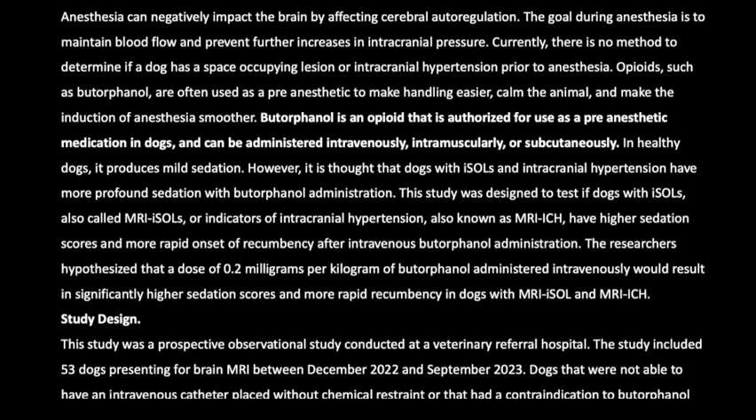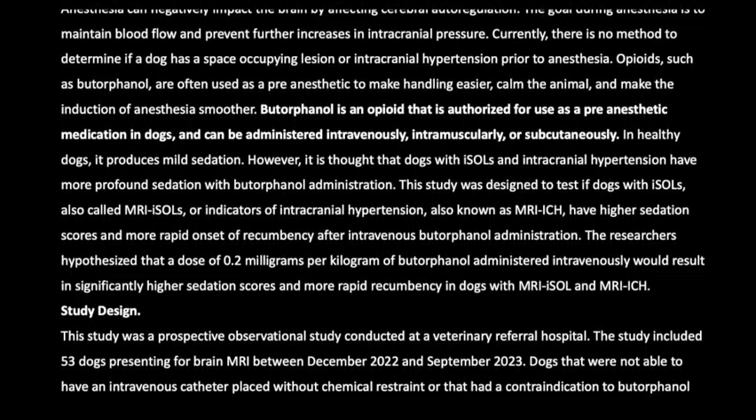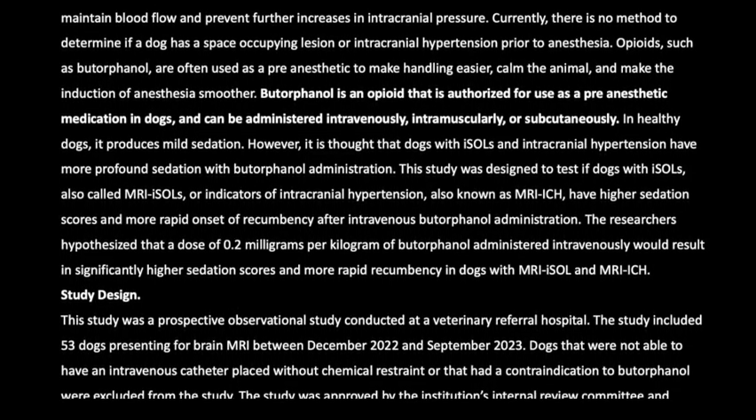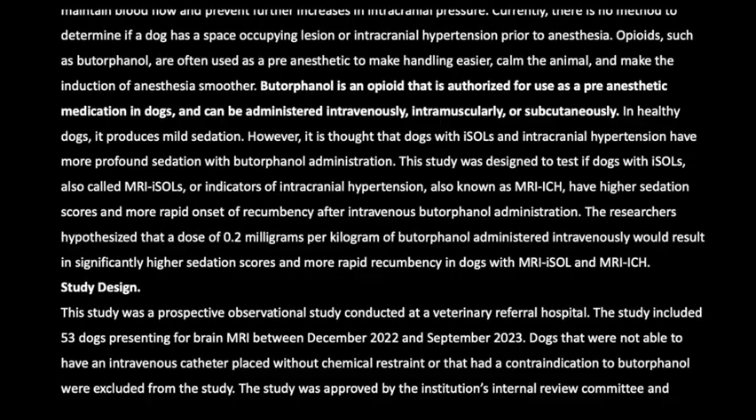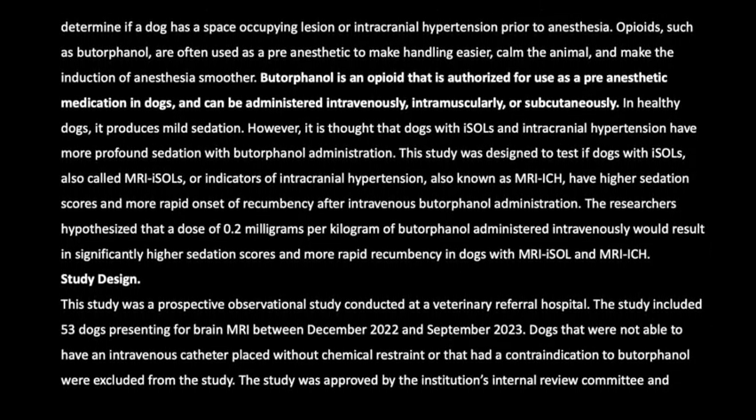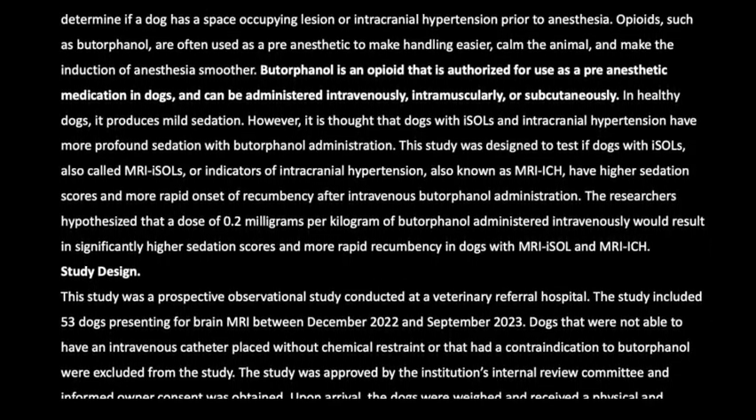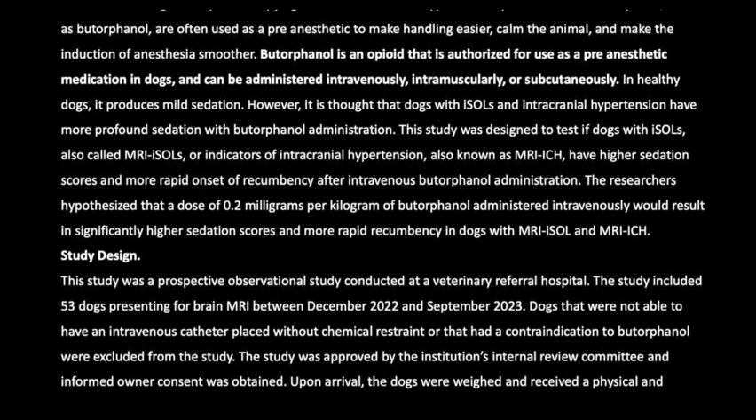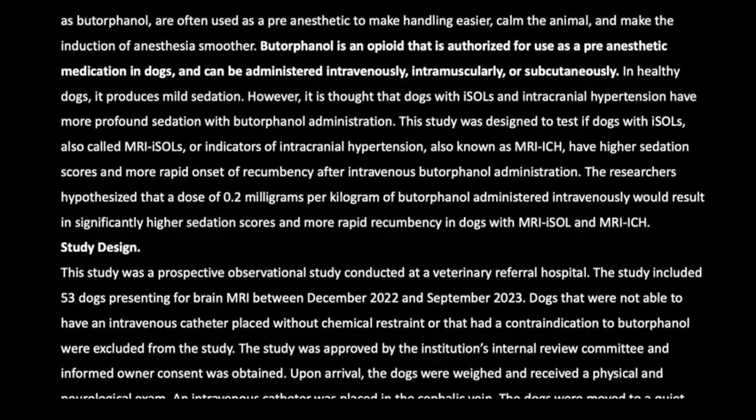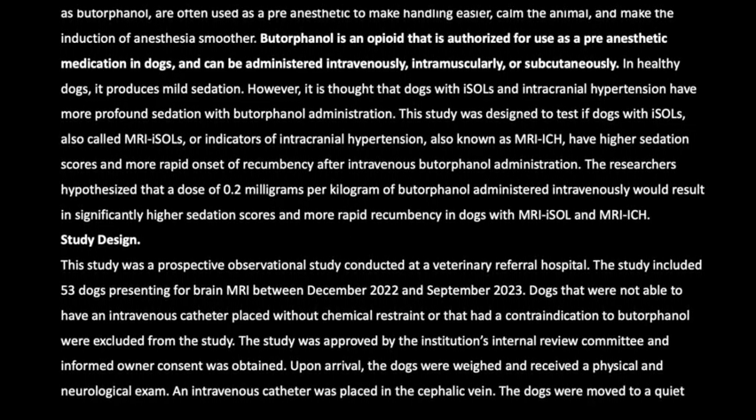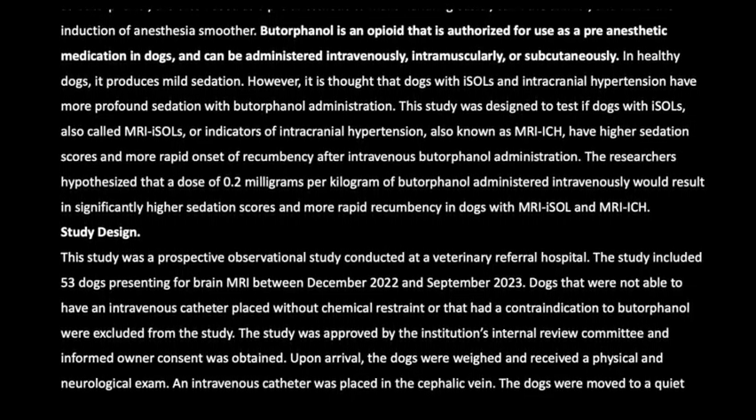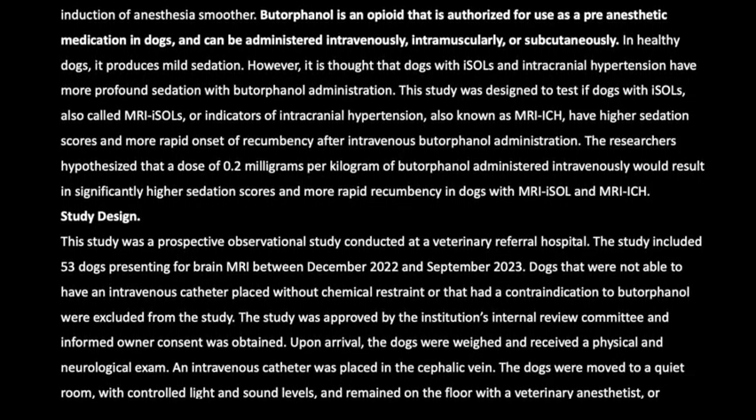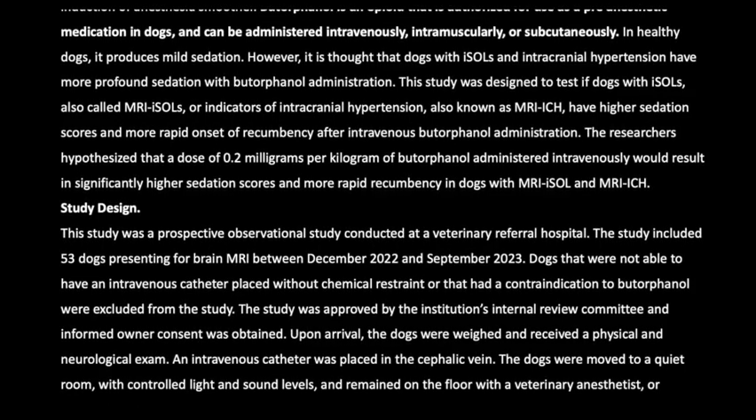This study was designed to test if dogs with ISOLs, also called MRI-iSOLs, or indicators of intracranial hypertension, also known as MRI-ICH, have higher sedation scores and more rapid onset of recumbency after intravenous butorphanol administration. The researchers hypothesized that a dose of 0.2 mg per kilogram of butorphanol administered intravenously would result in significantly higher sedation scores and more rapid recumbency in dogs with MRI-iSOL and MRI-ICH.